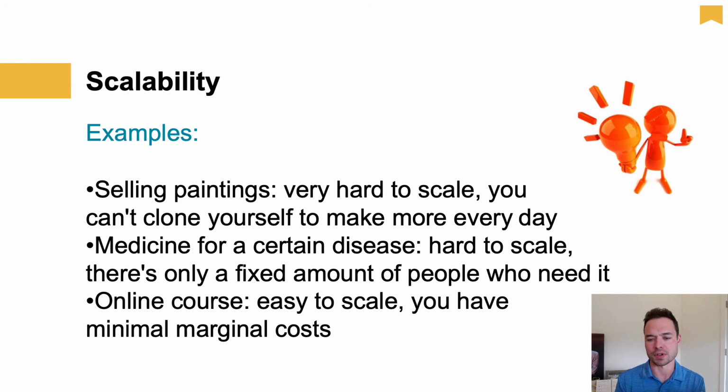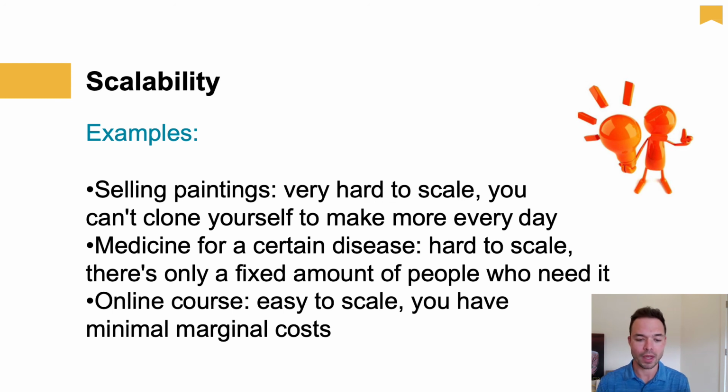What about medicine for a certain disease? It could be scalable depending on how prevalent the disease is, but typically it's hard to scale because there's only a fixed amount of people who need that particular medicine, especially if it's a really rare disease, right? If it's really rampant and lots of people deal with it, then maybe your medicine is scalable to a certain degree because we have 7 billion people in the world. But typically something that's specific for a specific purpose is harder to scale because there's a limit to the number of people you can actually sell it to.